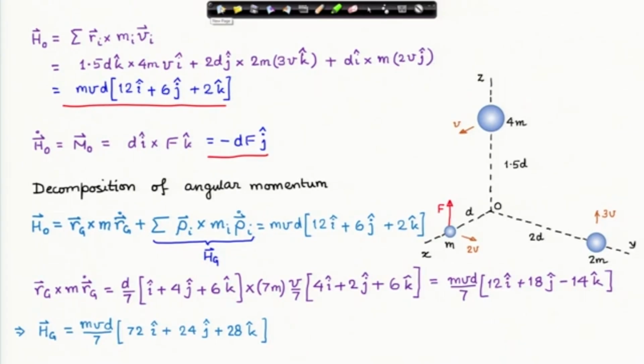You remember that the angular momentum about G of the system is the same as the relative angular momentum about G. Therefore, I can calculate H G by just substituting this here and subtracting from this expression, and H G turns out to be the last expression shown here.